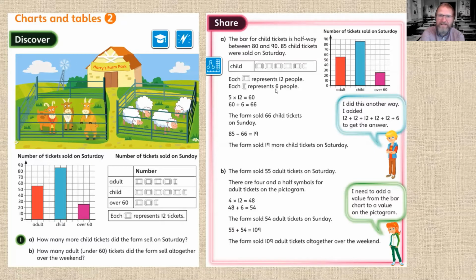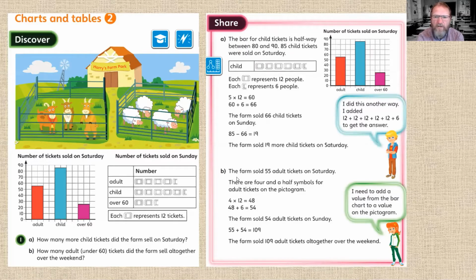So here's our times table question. 5 times 12 is 60, so 5 full tickets, 1, 2, 3, 4, 5, is 60, plus half a ticket, which is 6 people, means there's 66. So the farm sold 66 child tickets on Sunday. So if we take away 66 from 85, that's the amount that was sold on Saturday, the answer is 19. So the farm sold 19 more child tickets on Saturday.